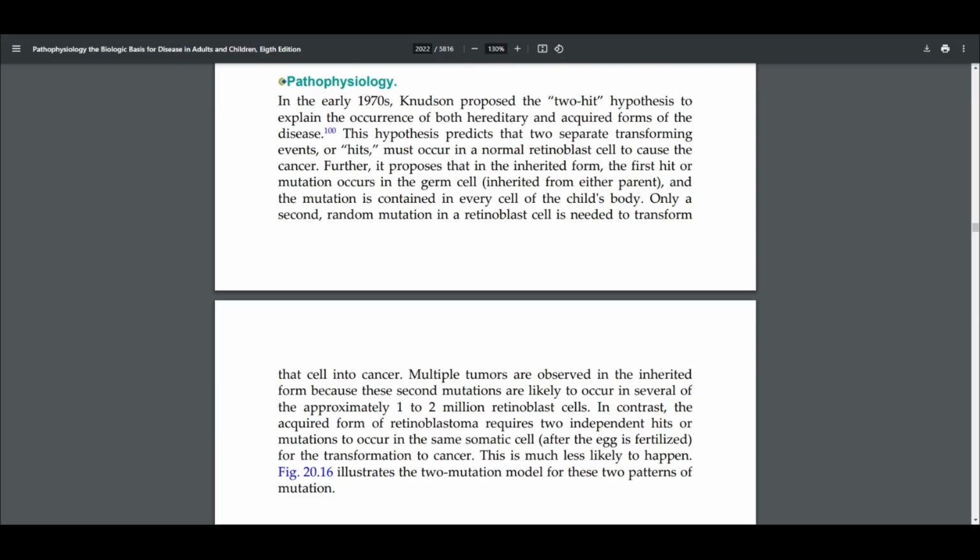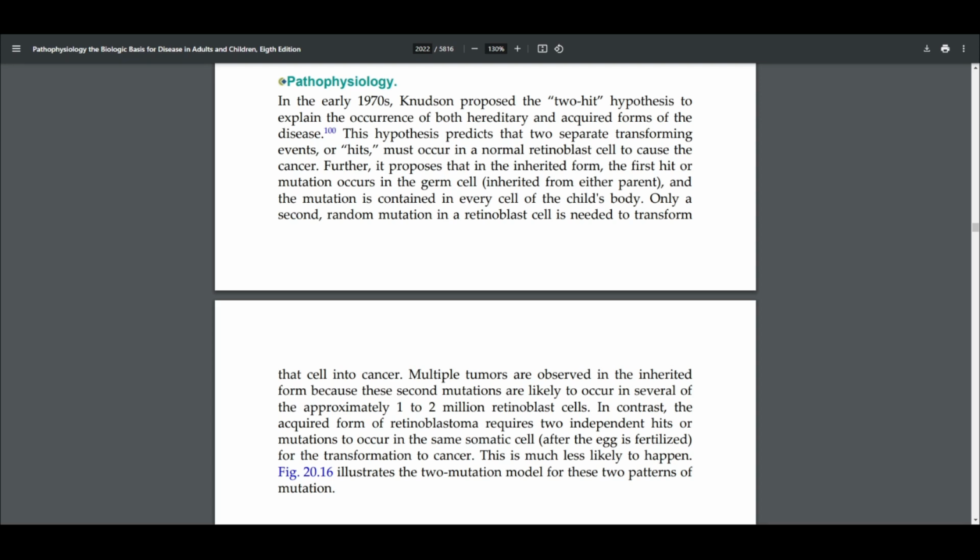So, pathophysiology. In the early 1970s, Knudson proposed the two-hit hypothesis to explain the occurrence of both hereditary and acquired forms of the disease. This hypothesis predicts that 2 separate transforming events or hits must occur in a normal retinoblast cell to cause the cancer. Further, it proposes that there is an inherited form.